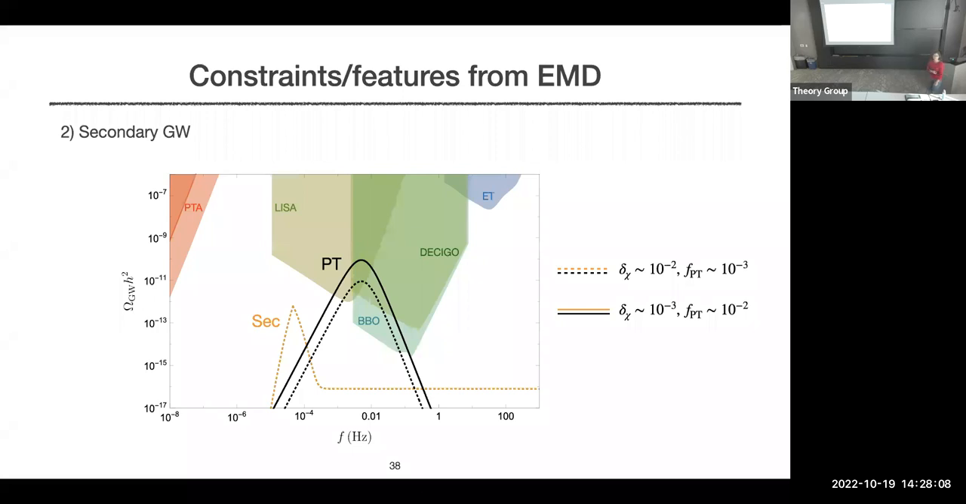Excuse me, I have a question. Secondary gravitational waves depend on how early matter domination ends. How early? Yes, it depends on how early.